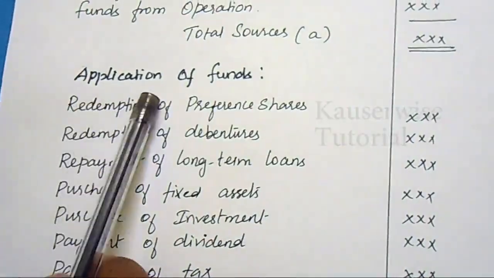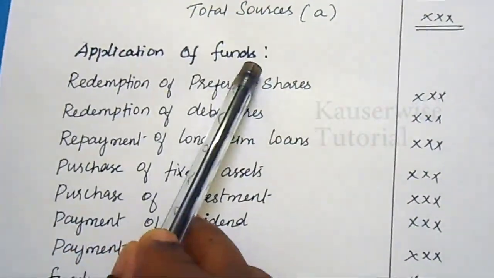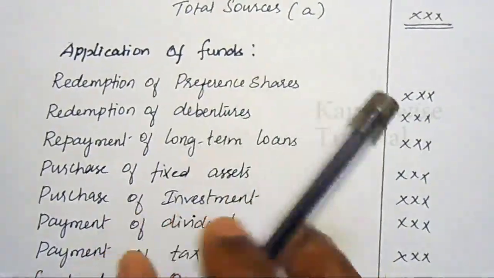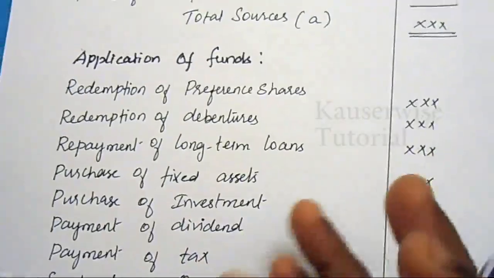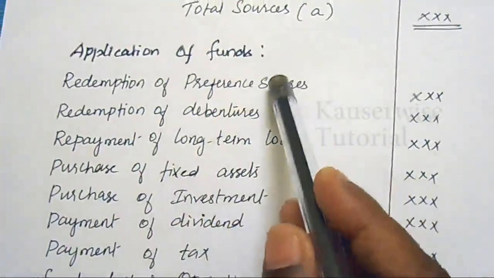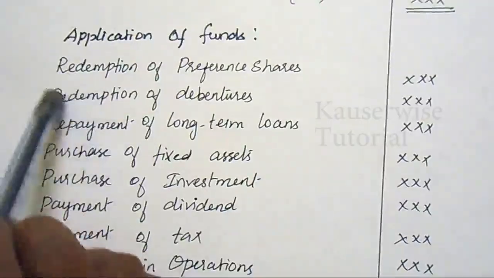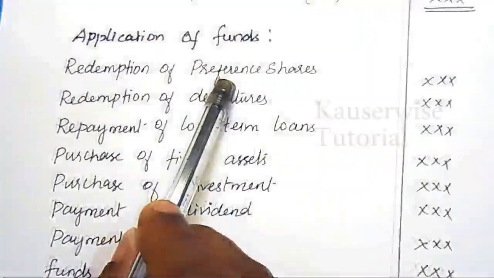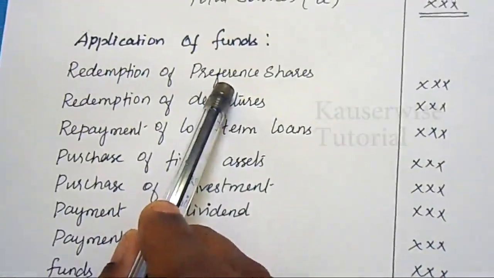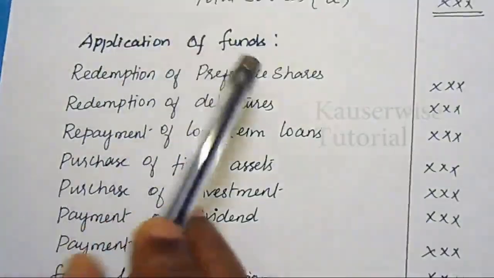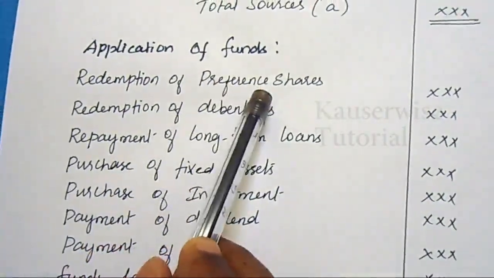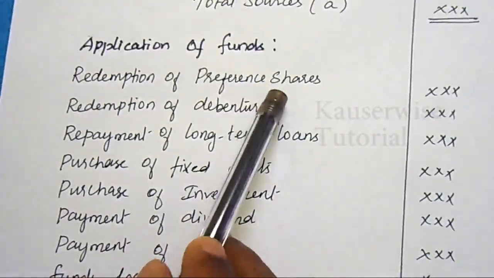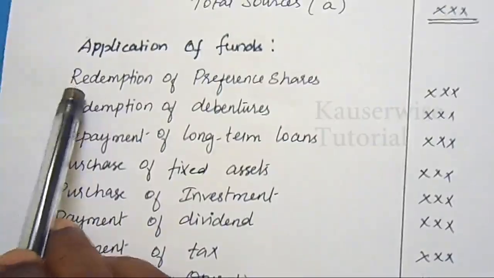Next one, application of funds. Application of fund means it's just like an outflow of fund. In what way, how the fund is going out, for what purpose. So what are the different forms of application that will be listed out under this heading. The first one is redemption of preference shares. See, at the time of issuing shares, they can raise fund from the public. So it is a main source of fund. But at the time of redemption of preference shares, you need to repay the money to shareholder which you have acquired from the shareholder. So this is called application of fund.